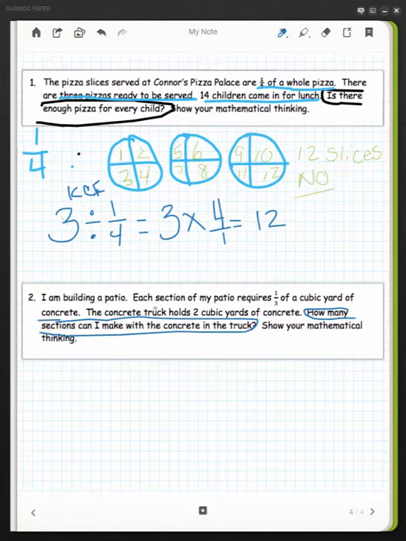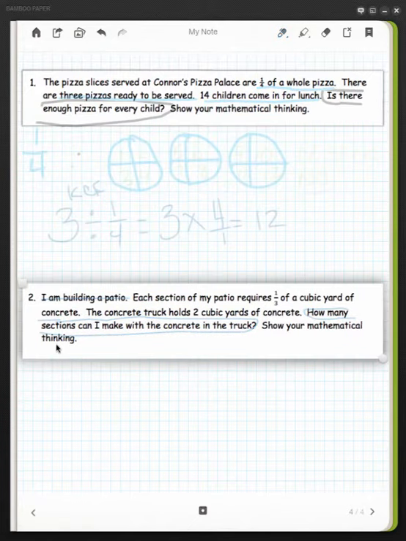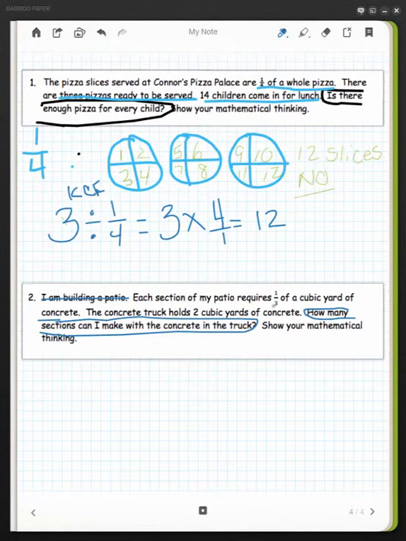So I'm going to go through each one of my sentences and find the important information that will help me solve my problem. I am building a patio. Is this going to help me find out how many sections I can make with the concrete in the truck? No, it's not, so I'm going to cross that off. That's extra information. Each section of my patio requires 1/3 of a cubic yard of concrete. Is that going to help me solve my problem? Yes, it is. So I'm going to underline that: 1/3 of a cubic yard of concrete for each section. That's important.